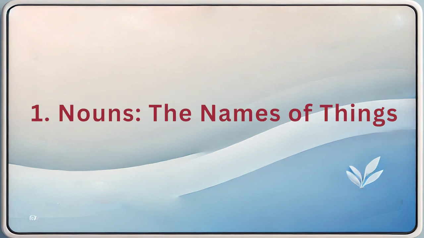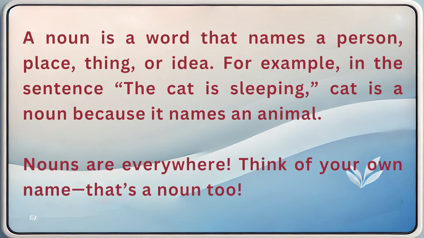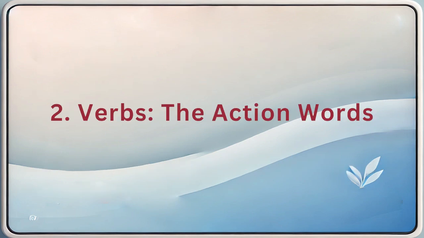1. Nouns. The names of things. A noun is a word that names a person, place, thing, or idea. For example, in the sentence, "The cat is sleeping," cat is a noun because it names an animal. Nouns are everywhere. Think of your own name. That's a noun too.